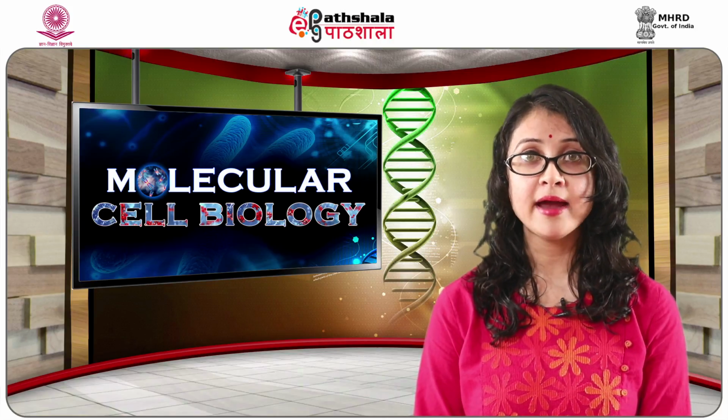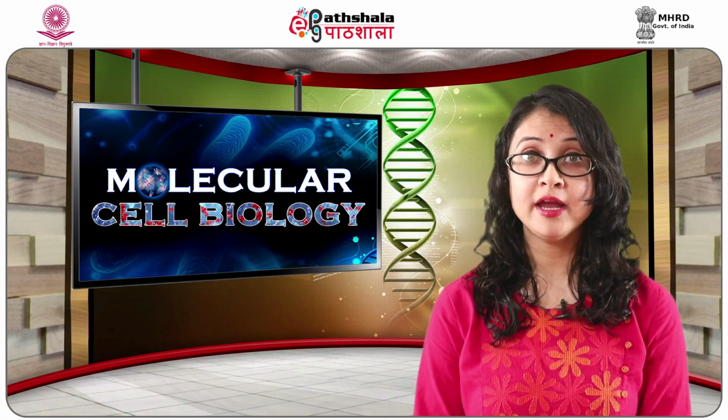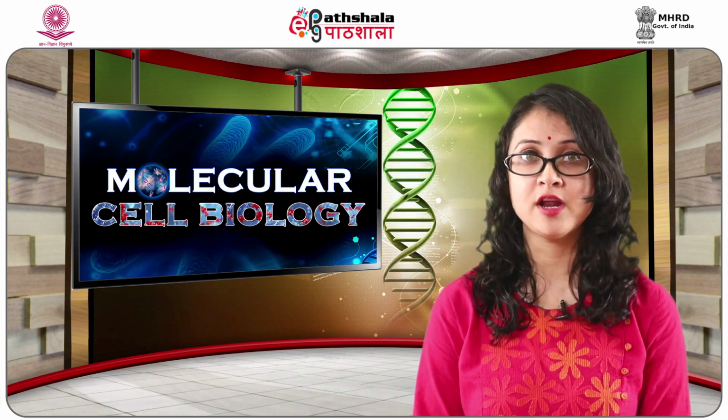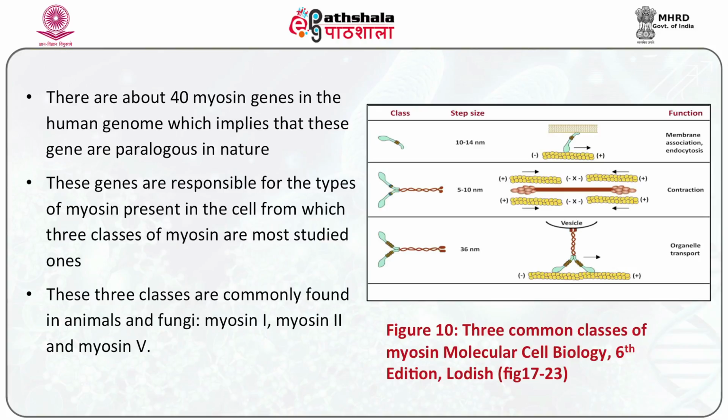Myosin head has an actin binding site also. Hence, the myosin head uses ATP to pull on an actin filament. There are about 40 myosin genes in the human genome, which implies that these genes are paralogous in nature. These genes are responsible for the type of myosin present in the cell, of which 3 types of myosins are most studied. These 3 classes, commonly found in animals and fungi, are myosin 1, myosin 2 and myosin 5.